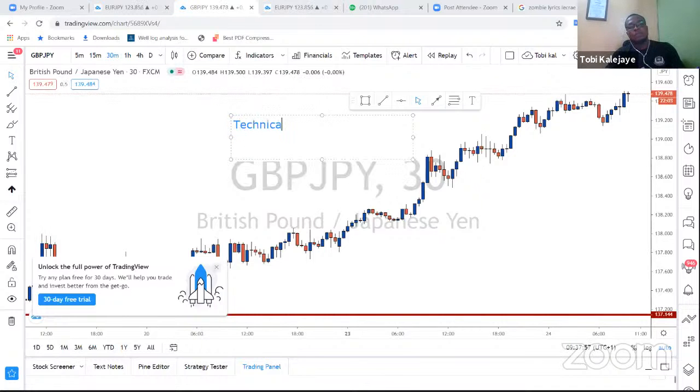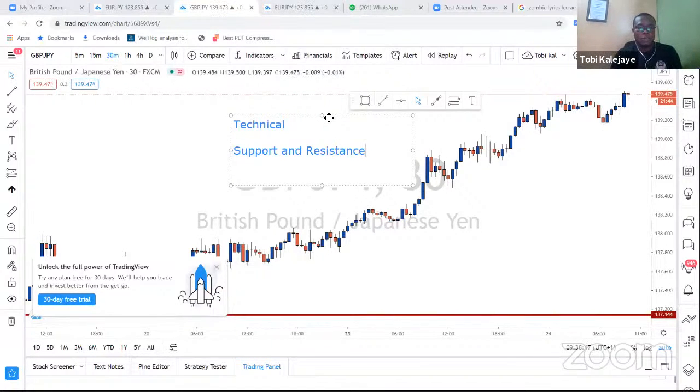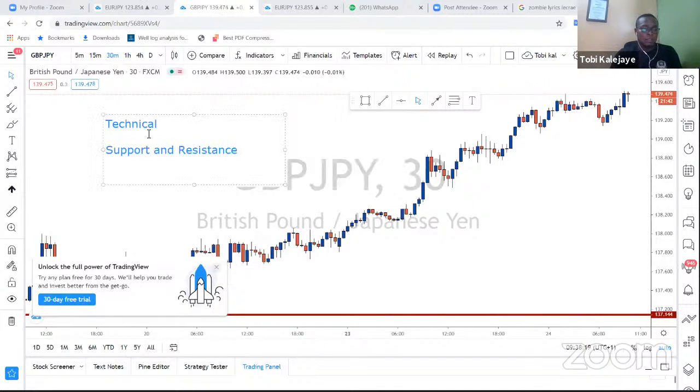The most fundamental, the most important technical you want to be looking out for on every chart, and this is the foundation upon which every other technical instrument is built, is support and resistance. All right, so your support and resistance.